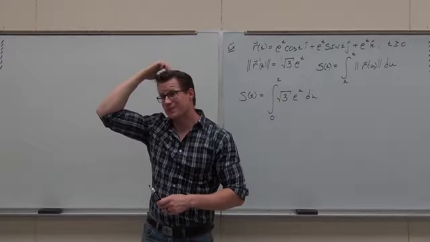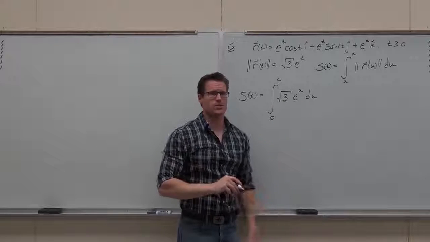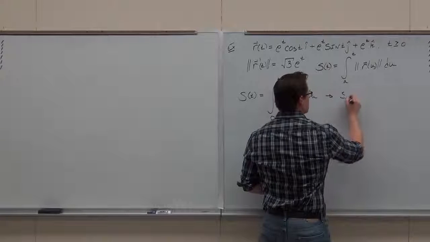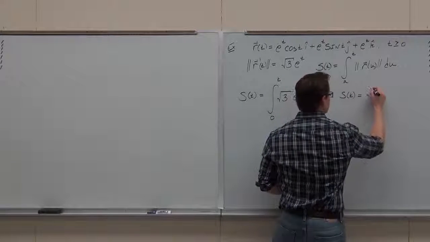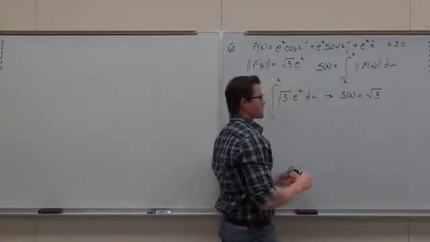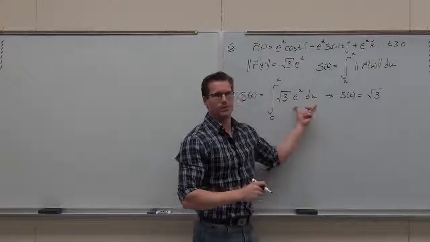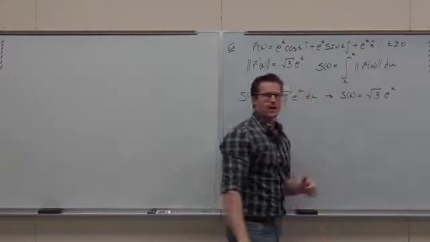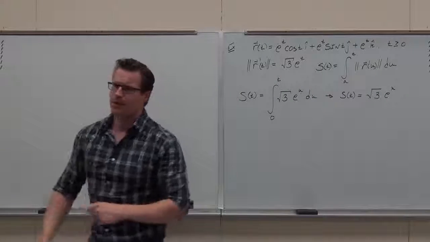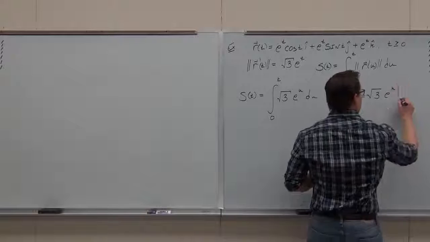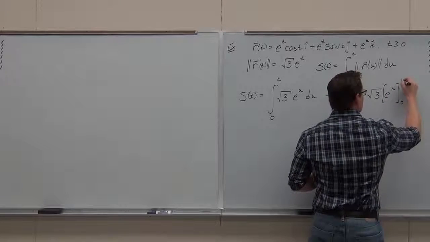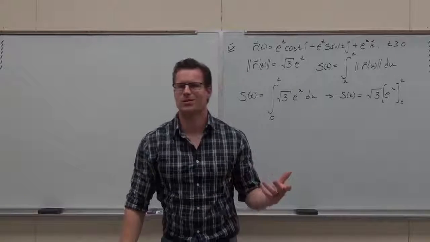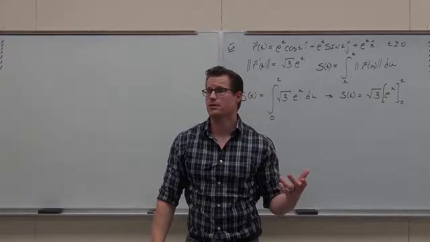Now let's go ahead and do it. Is this a hard integral to actually do? That's pretty darn easy. So square root of 3, integral of e to the u du. And then we evaluate from where to where? 0. What's the first thing you plug in, the 0 or the t? It's 0, right? I don't even have to plug it in. True or false? False.